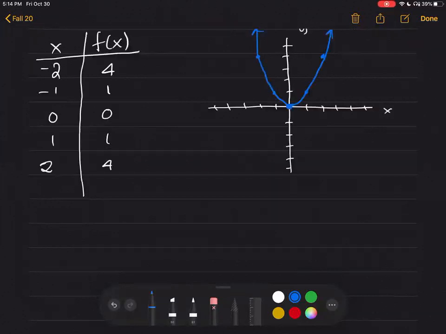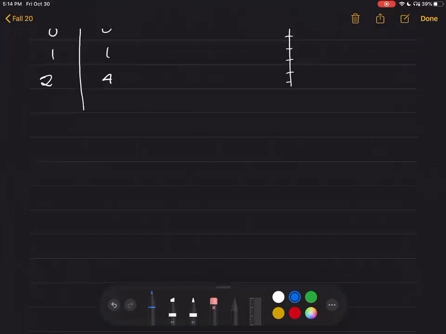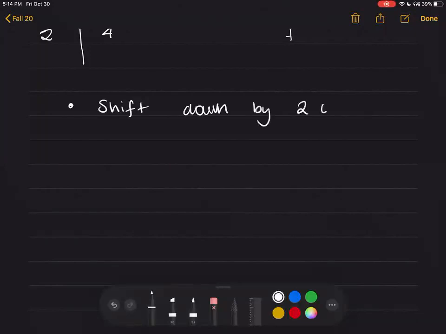So first off, let's say we want to shift it down by 2 units, for example. Okay, and so if we remember from our rules, that means that we're going to take our f of x and subtract 2 from it outside. So in our function, that's going to be x squared minus 2.